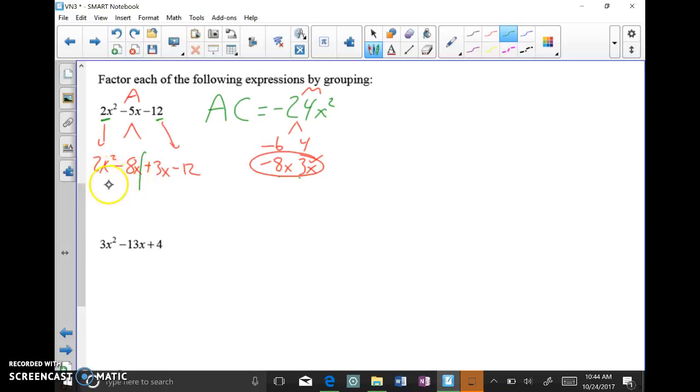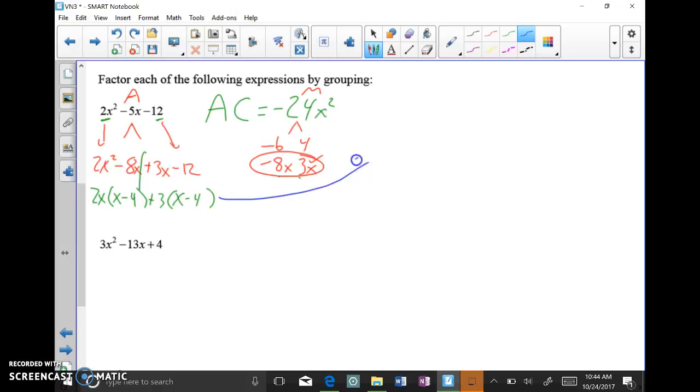So down here we could take out, everything could be divided by 2, and we could always at least take out an x on the left. I'm going to be left with x minus 4 when I divide everything by 2x. On the right side, we're going to divide everything by a positive 3. And get that common quotient, x minus 4.